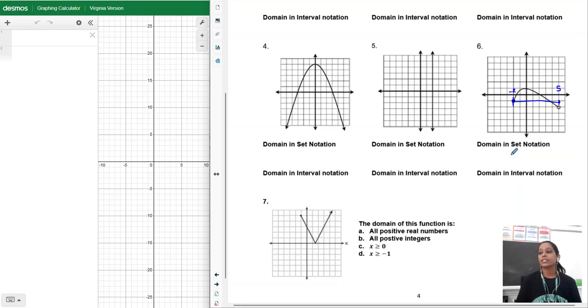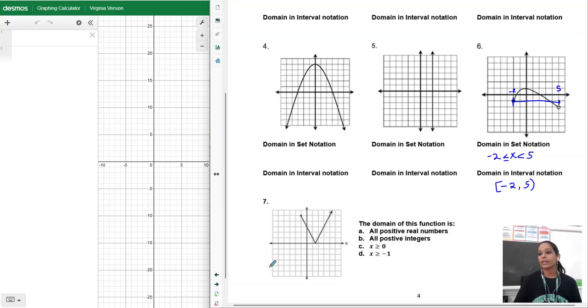In set notation, we're going to say x is between -2 and 5. At -2, you notice it's a closed circle, so we put a line underneath to show that it's included in our domain. But at 5, there's an open circle, so it's not included. I'll leave it open, meaning I don't put a line underneath. And then in interval notation, we just give the two numbers. I'll put a closed bracket for -2 because it's included, and 5 is not included, so it's an open bracket. Okay, so that's that.